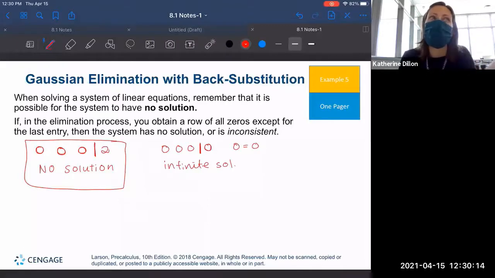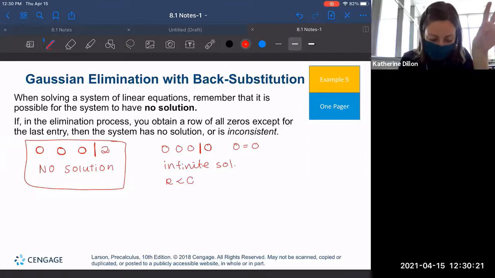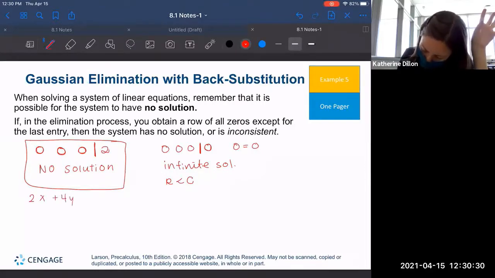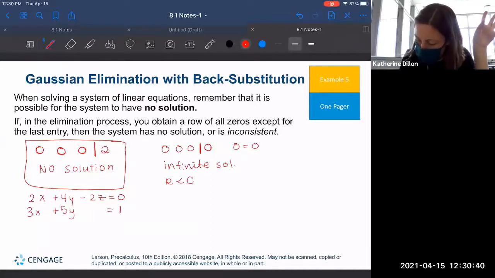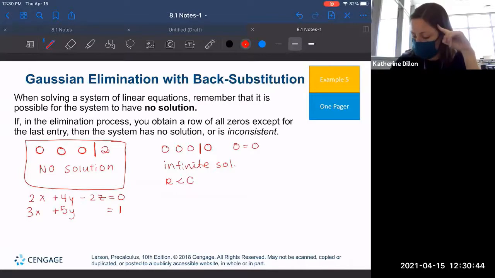Another time when we have infinite solutions is when the number of rows we have is less than the number of columns we have. So I'll give you a quick example for that one. If we have 2x plus 4y minus 2z equals 0, 3x plus 5y equals 1, we know from the equations there's going to be an infinite amount of solutions because we have more variables than equations.